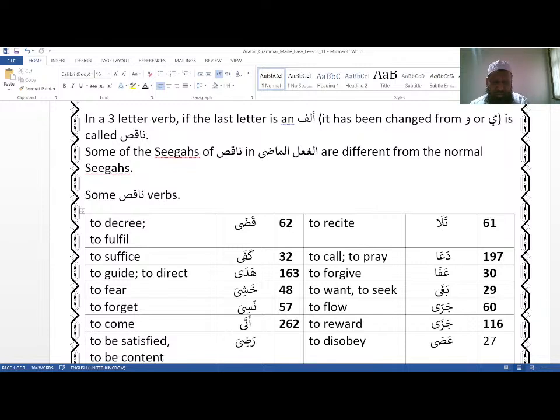So why is the last letter ya changed to alif, and why not in khashiya, to fear, and why not in nasiya, to forget? Again, I did say there are some rules to apply. So in these two fails, the rule is not applied. This is why the ya will not change. Ata, to come, radiya, to be satisfied, to be content, to be happy.